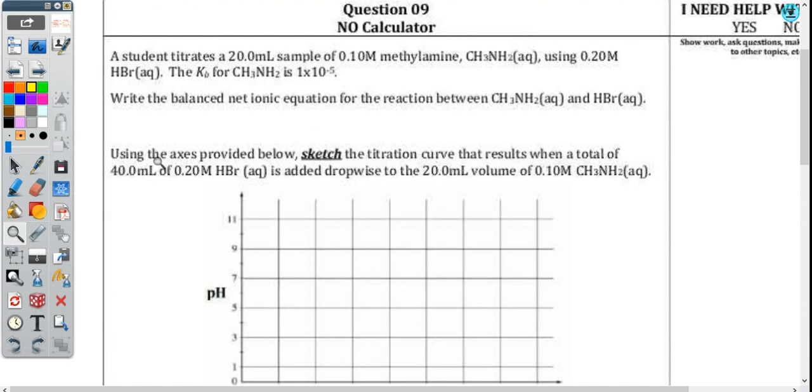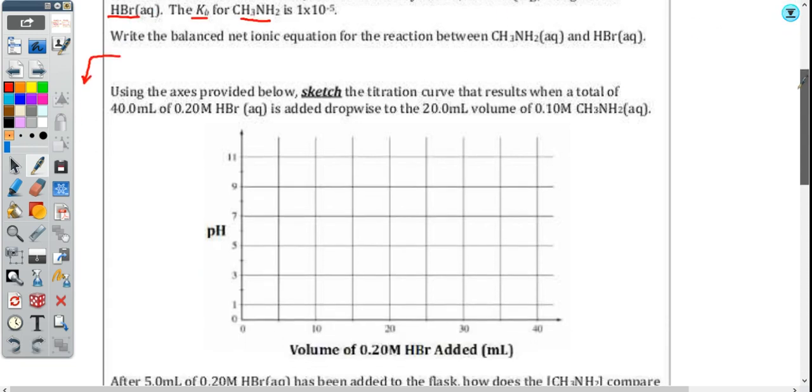free response. As you look at this question, it says a student titrates a 20 mL sample of 0.1 molar methylamine using 0.2 molar HBr. The Kb for methylamine is 1 times 10 to the minus 5. So we've got a classic weak base strong acid titration. And I'm going to jump down here at the very bottom to give myself a little more room for this.